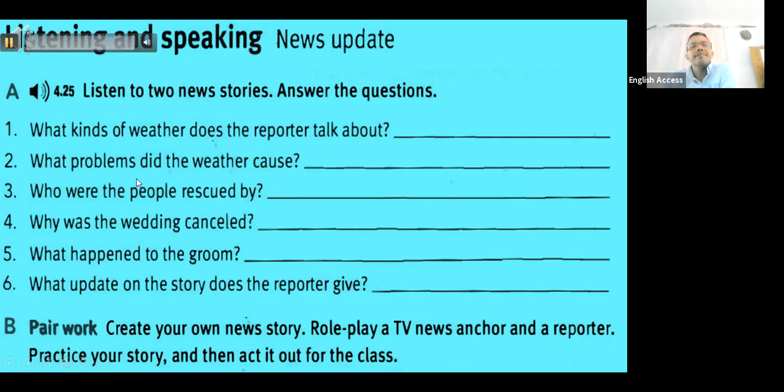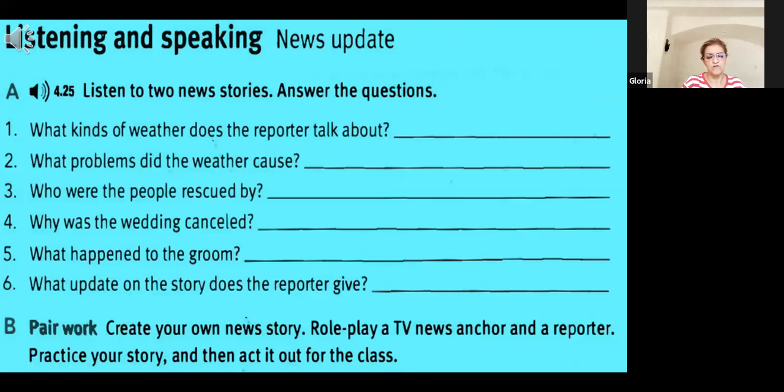So you need to pay strictly attention to each reporter, please. Page 121. 3. Listening and speaking. News update. A. Listen to two news stories. Answer the questions.